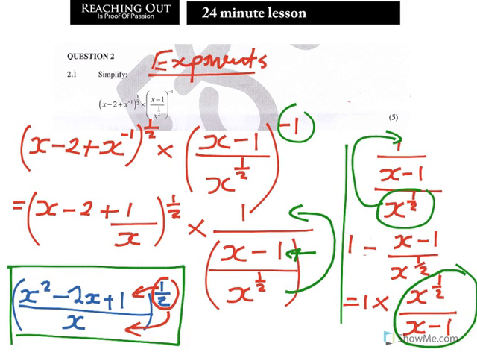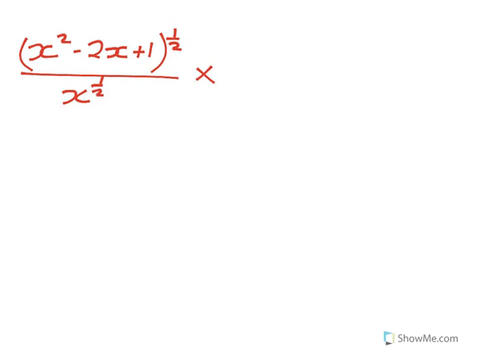You will have x squared. I'm taking it from the top. It was x squared minus 2x plus x over that. So you will have x squared minus 2x plus 1. Remember that power is affecting the top over x to the power half, and is also affecting the bottom.